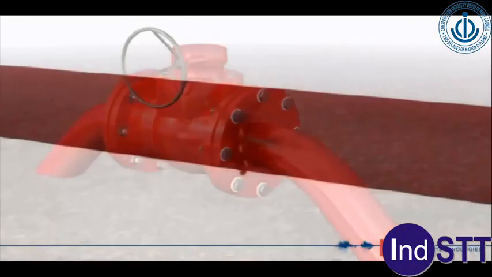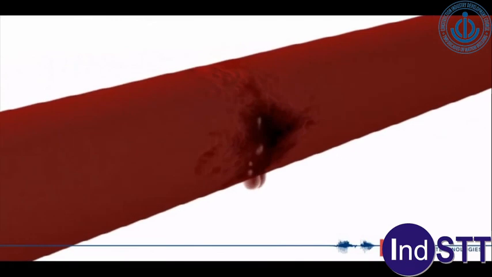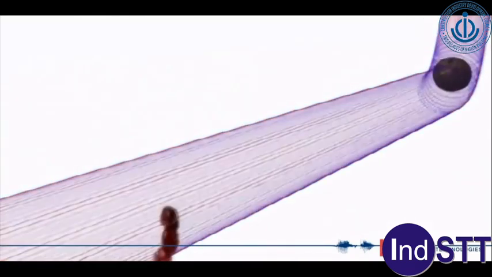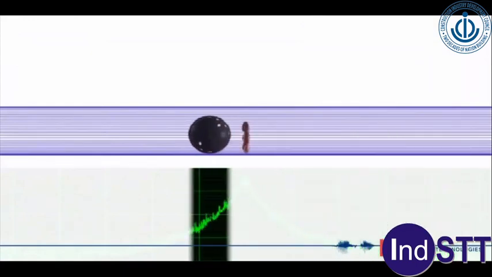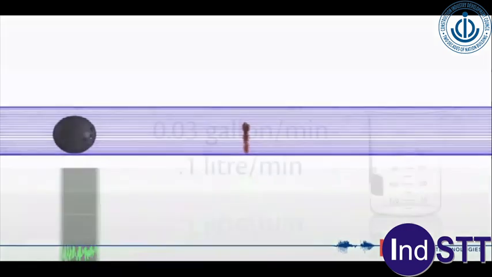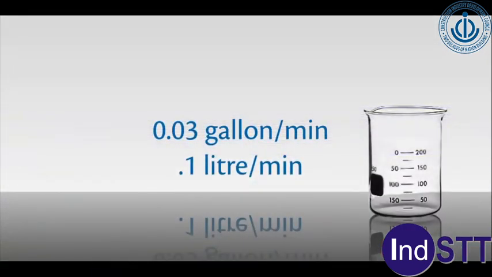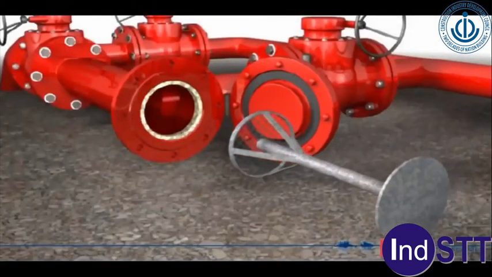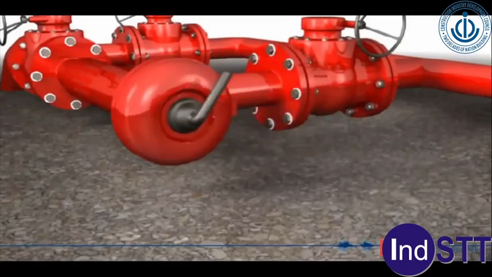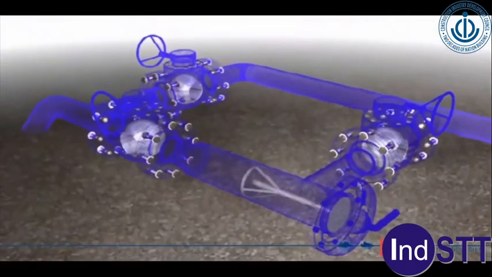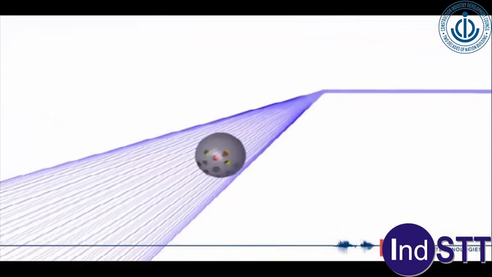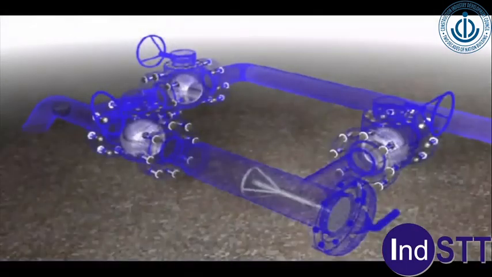As the Smart Ball navigates the line, it continuously records acoustic data. As it approaches a leak, a very distinct noise signature can be heard. Smart Ball has been able to detect leaks as low as 0.03 gallons per minute. Once the Smart Ball has completed the inspection, it is easily removed from the line. Smart Ball is ideal for long inspection runs, as the onboard battery can last several hundred hours.